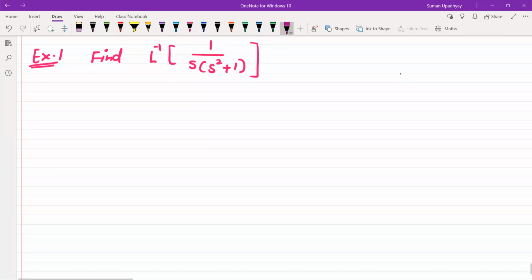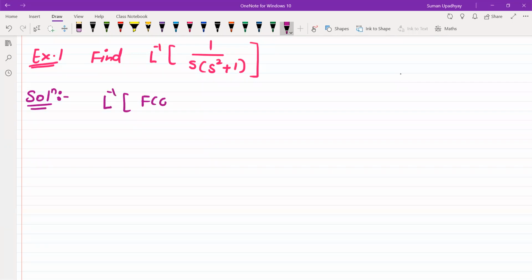How will you solve this question? I think we have done the division by s property also. Yes, ma'am. Right, that is one way. But I have taken a simpler example to make you all understand how the convolution theorem works. So let us understand and see the solution of it.